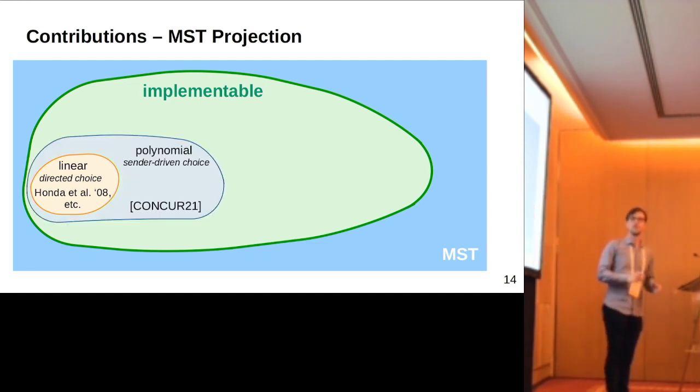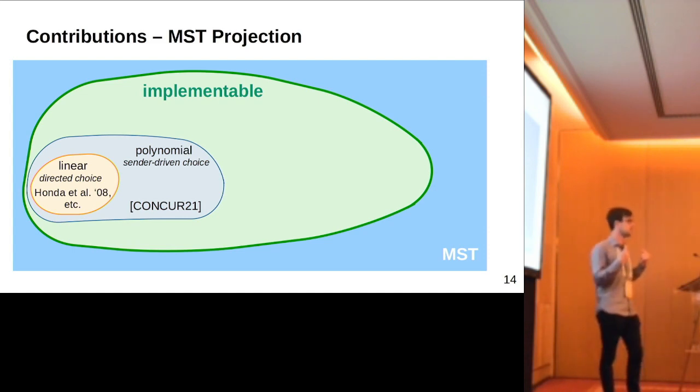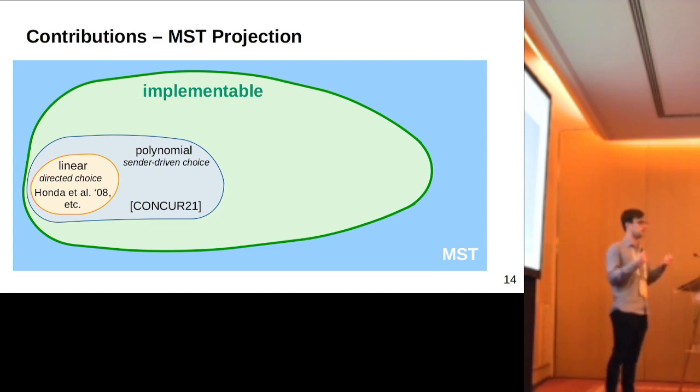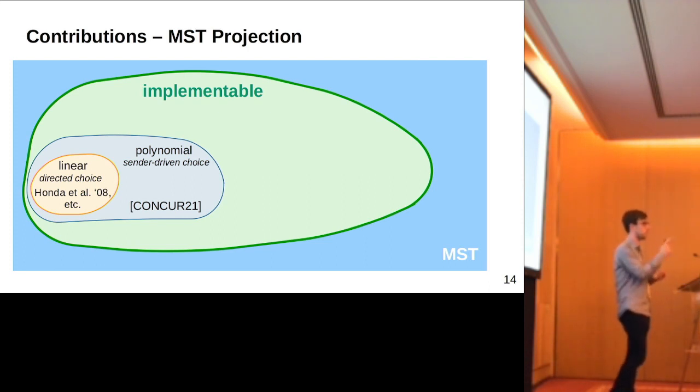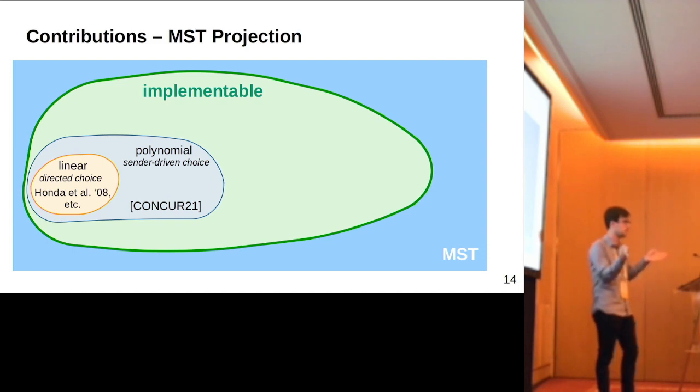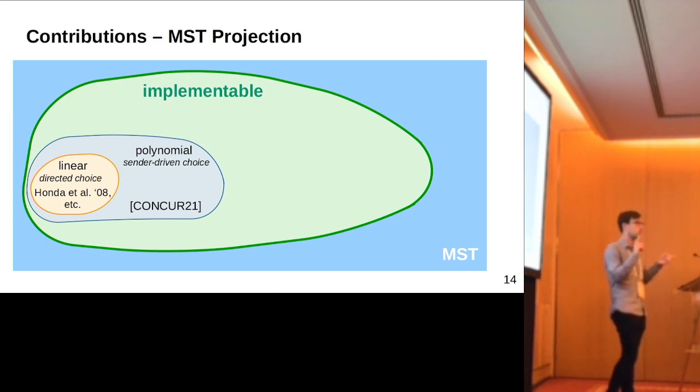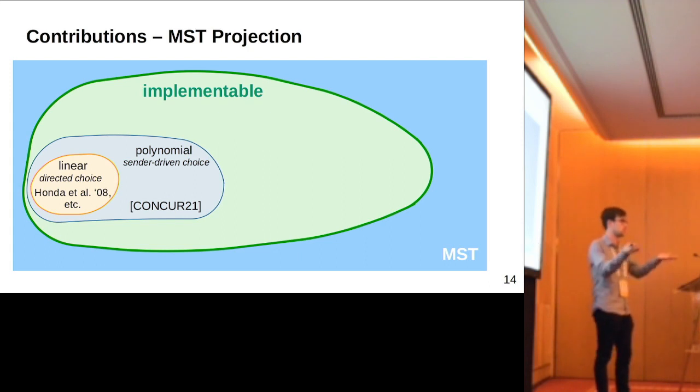So with our Conquer work in 21, we extended from a linear to polynomial complexity to go to a sender-driven choice setting. And why do we need polynomial complexity here? Because receiving from different senders comes with its own challenges. If I receive in the directed choice setting from one single sender every time I branch, I can rely on that FIFO order for that channel. But if I receive from two different senders, then these messages are not necessarily FIFO ordered. There is a partial order between these two channels.